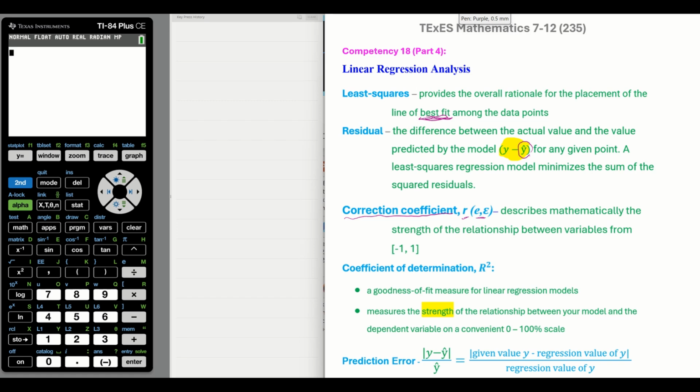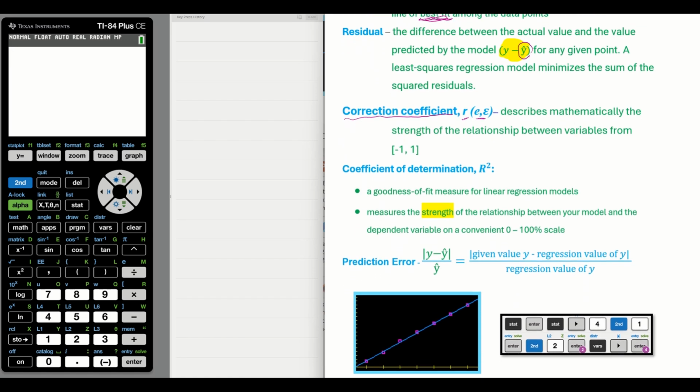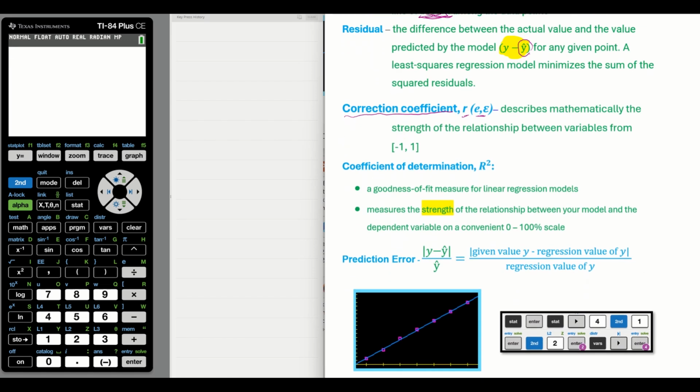This describes mathematically the strength of the relationship between variables, and that's from -1 to 1. We briefly did a little of it, a couple of questions, a small explanation. If it's close to 1 or close to -1, you know you have a nice, strong correlation. All right, now let's keep going. This coefficient of determination is your R squared, and that's what we were talking about.